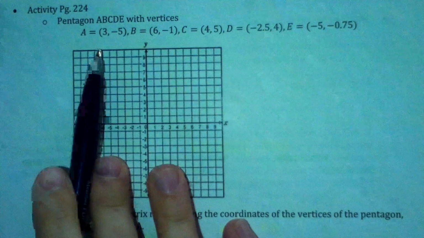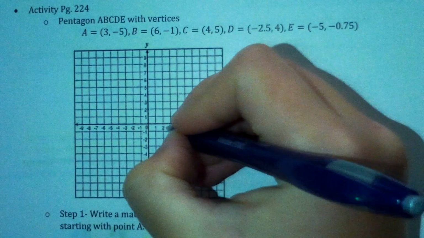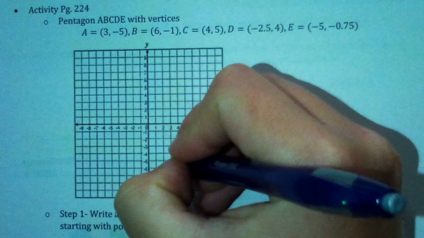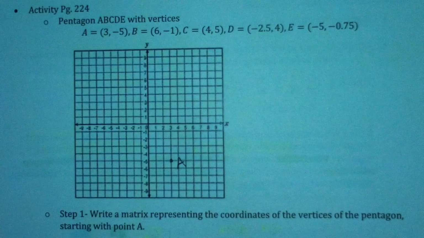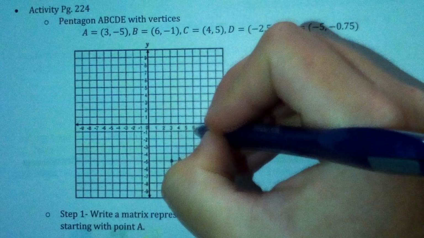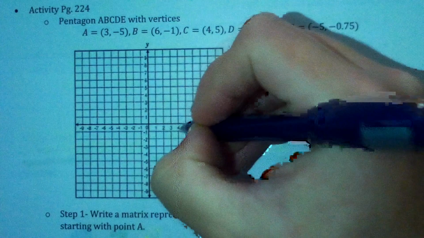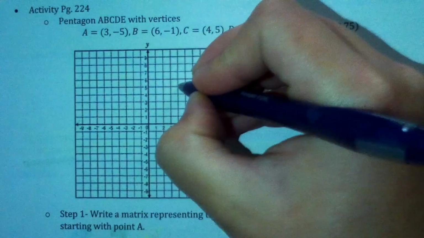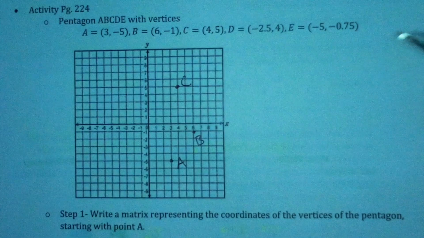Okay, and then for the activity, it wants us to walk through some steps here. So the first step: write a matrix representing the coordinates of the vertices of our pentagon here, starting at point A. So you just start by making your little bracket there for your matrices. We're going to start with A, and then I'm just going to work it in that order there. A, B, C, E. I don't know why I did E. D comes after C in the alphabet, and then E.